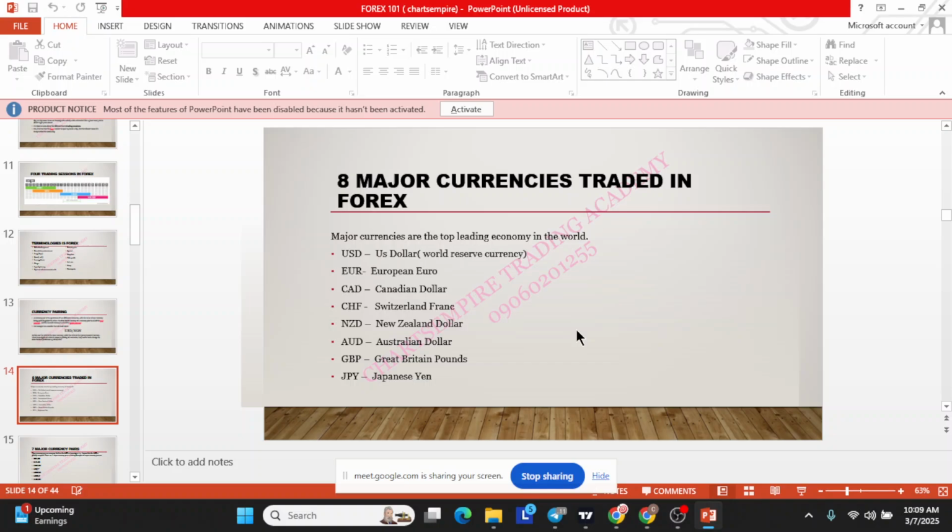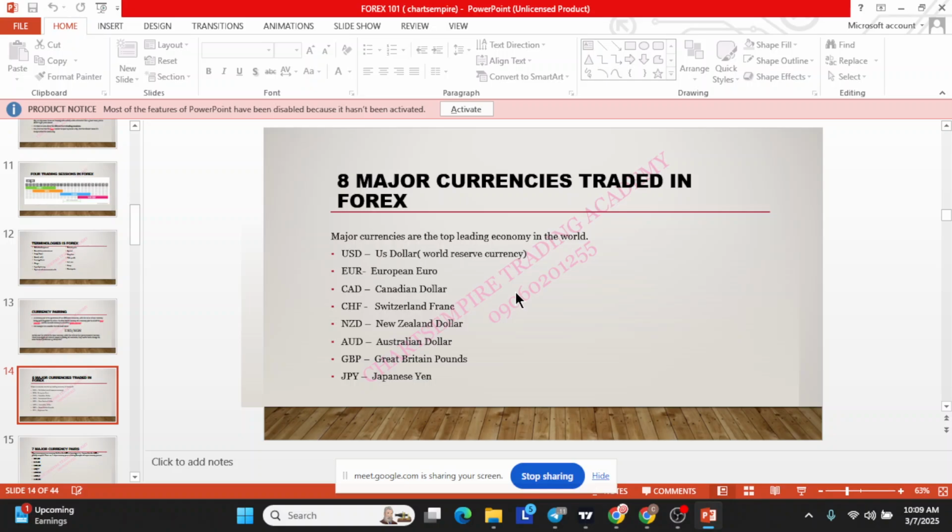However, I told us that we cannot only trade one single currency. It has to be paired against another. You cannot trade euro alone. That euro has to be paired with another country's currency. So that is when we are now going to look at the different types of currency pairing.